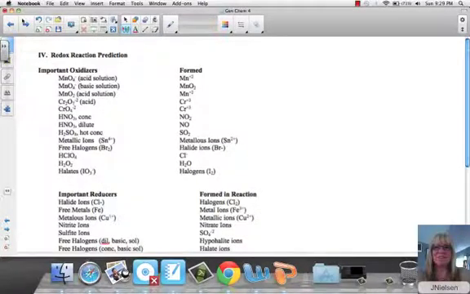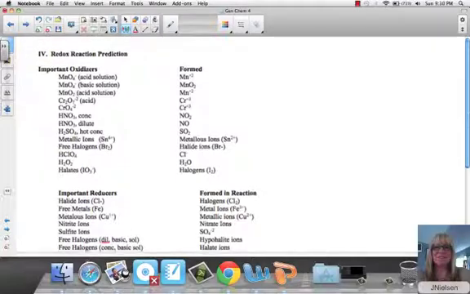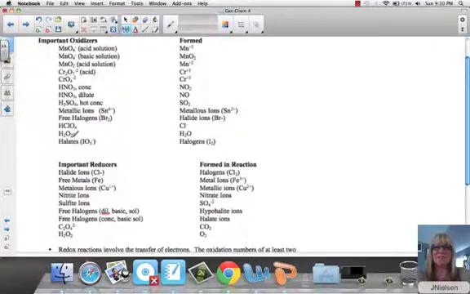Here's some redox reaction predictors. If we see these things, it kind of helps us. I don't expect you to memorize these, but it does make it easier if you do know some of them, I guess. So let's just take a look at a couple of them that are highlighted. So if you have H2O2, for example, this is an important oxidizer. What's formed is H2O.